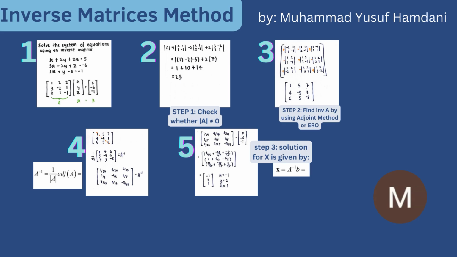And then at the number 4, to find the inverse of A, we need to put the formula that is 1 divided by determinant and multiply by the adjoint A. And then at the number 5, step 3, the solution for x is given by inverse A multiplied by matrix B. And then we will get the values for x, y, and z.